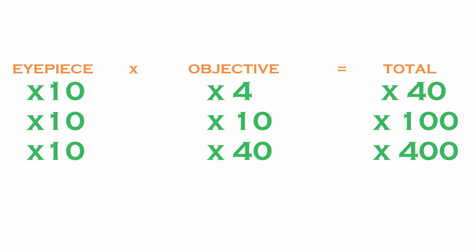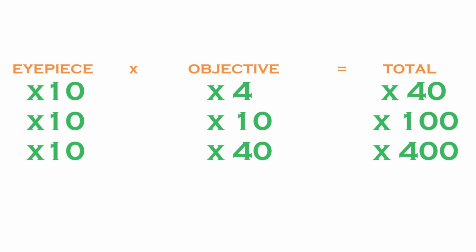The eyepiece is always times 10. The objective lens can either be times 4, times 10, or times 40, and therefore we look at the total magnification. If the eyepiece is times 10 and the objective lens is times 4, the total magnification is times 40. If the objective lens is times 10, then the total magnification is times 100. If the objective lens is times 40, then the total magnification is times 400.